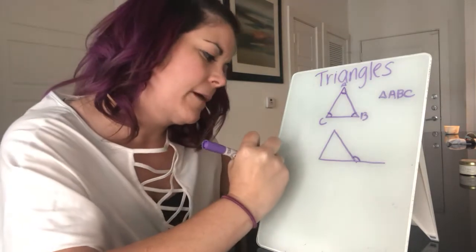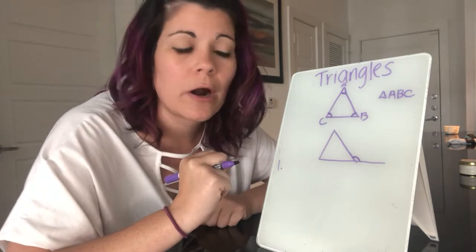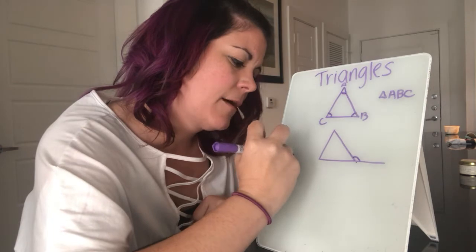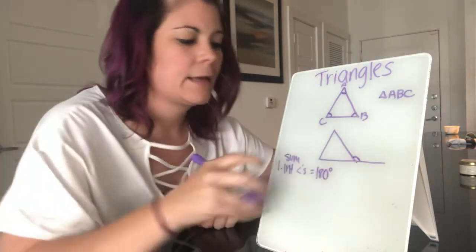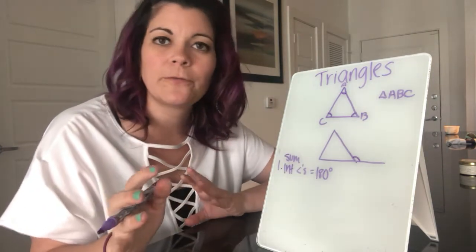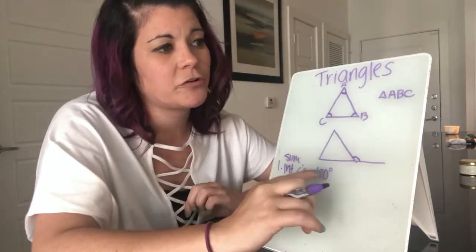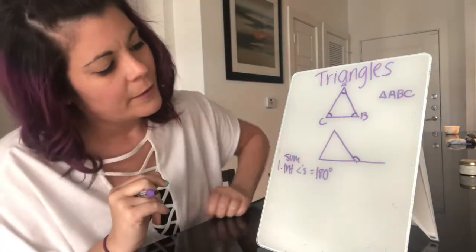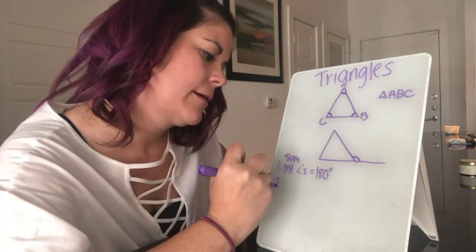The first theorem that we're going to talk about is that the sum of the measures of the interior angles is 180 degrees. So the sum of interior angles is equal to 180 degrees. That's the first theorem. If you're using this in a proof and you can prove that all the angles add up to 180 degrees, then that is a theorem stating that it is a triangle. So all of them add up to 180 degrees.